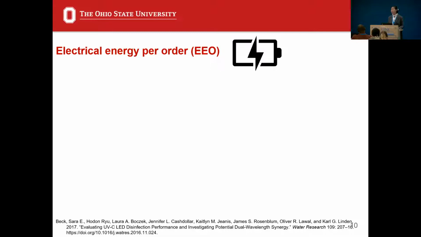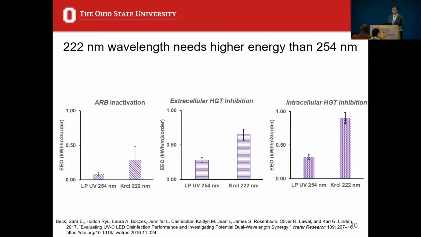So we have to consider the energy consumption of these two wavelengths. So we calculated the electrical energy per order, which was related to the water volume we used during our UV experiment, and also related to the water factor and the wall plug efficiency of the two wavelengths. And we got these results. Here we show 3 cases: the ARB inactivation, extracellular horizontal gene transfer, and intracellular horizontal gene transfer. In all the cases, even though the 222 nanometer has a better performance, the 222 nanometers need higher energy to get the same disinfection effects.